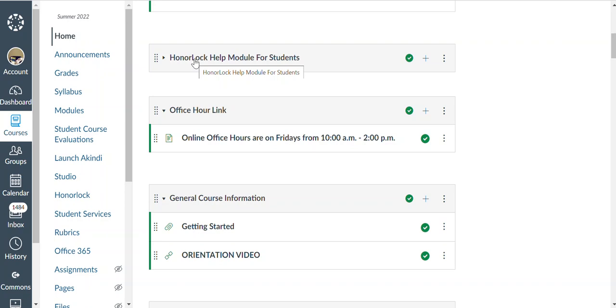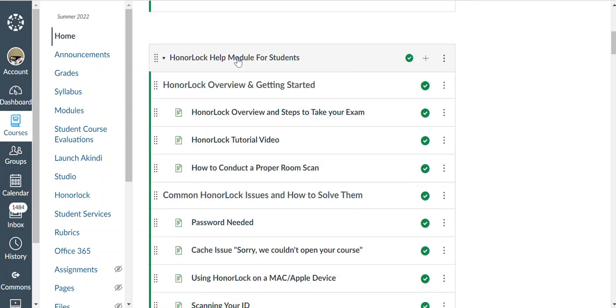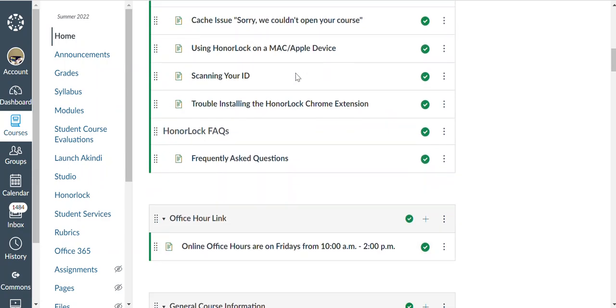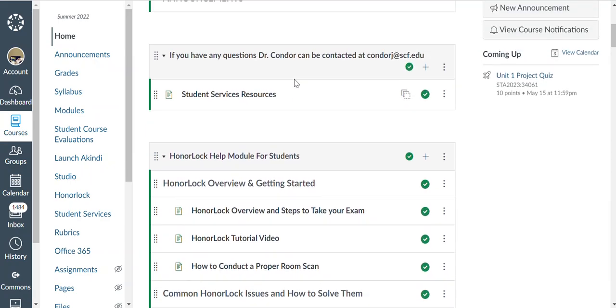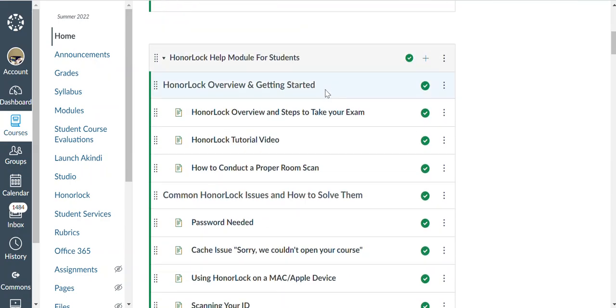Now, HonorLock is a program that you run while you're taking an exam on your computer. And there's information here on how to get started, lots of information. So no need to worry about HonorLock right now. Some of you have already used it, but if you haven't, there's an overview and steps that tell you step by step how to get going on that. And once you run through that, you catch on pretty quickly.